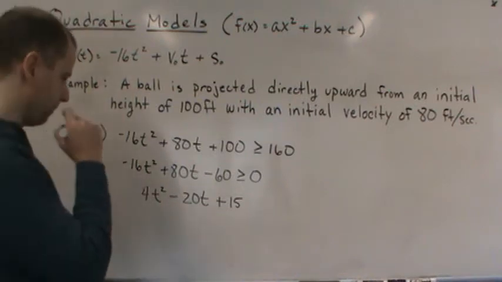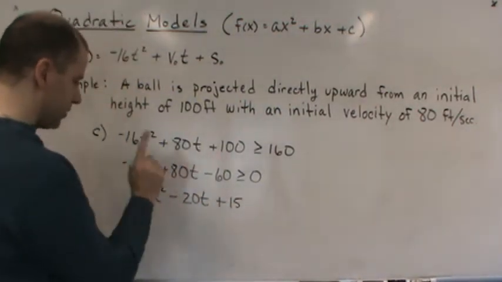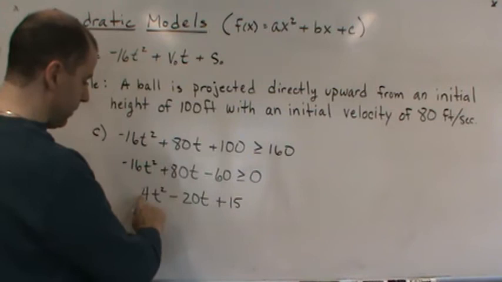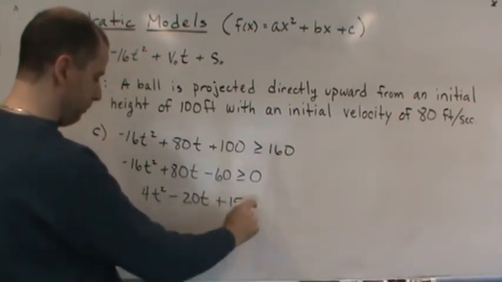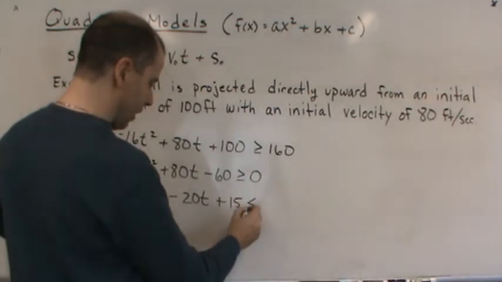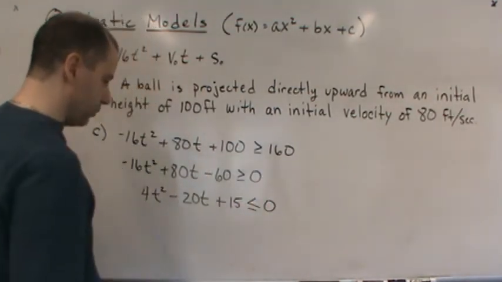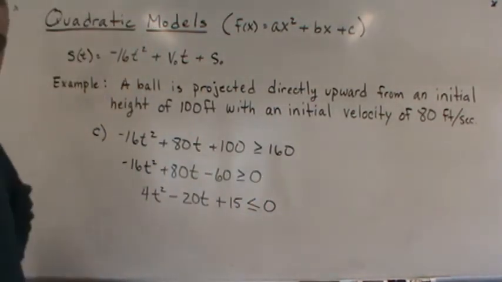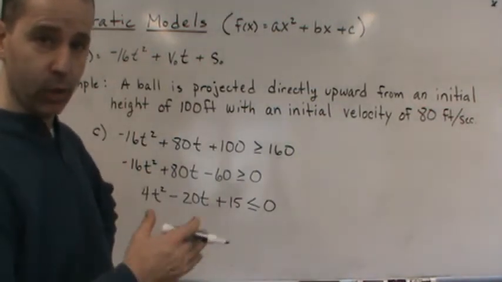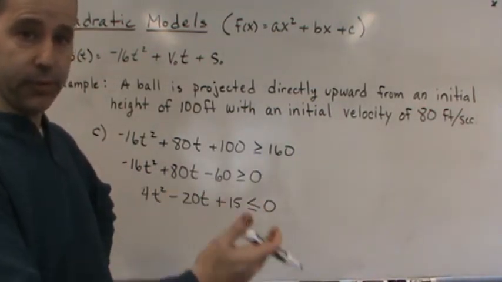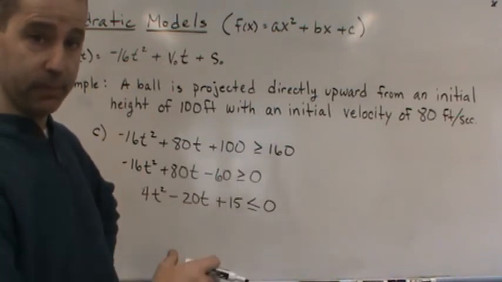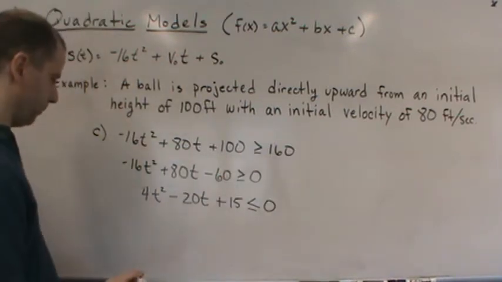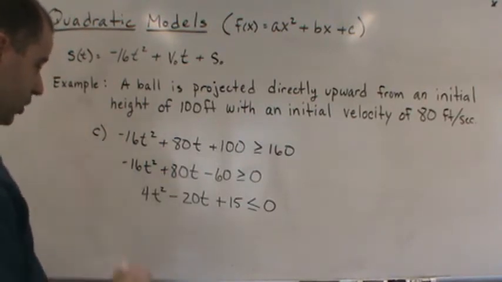Okay. And so now here's the trick. Be careful. Since I'm dividing by -4 on both sides, this is now going to become less than or equal to 0. Remember, when you're dealing with inequalities, if you multiply or divide both sides of the inequality by a negative number, you must flip the inequality. So that's what I did.